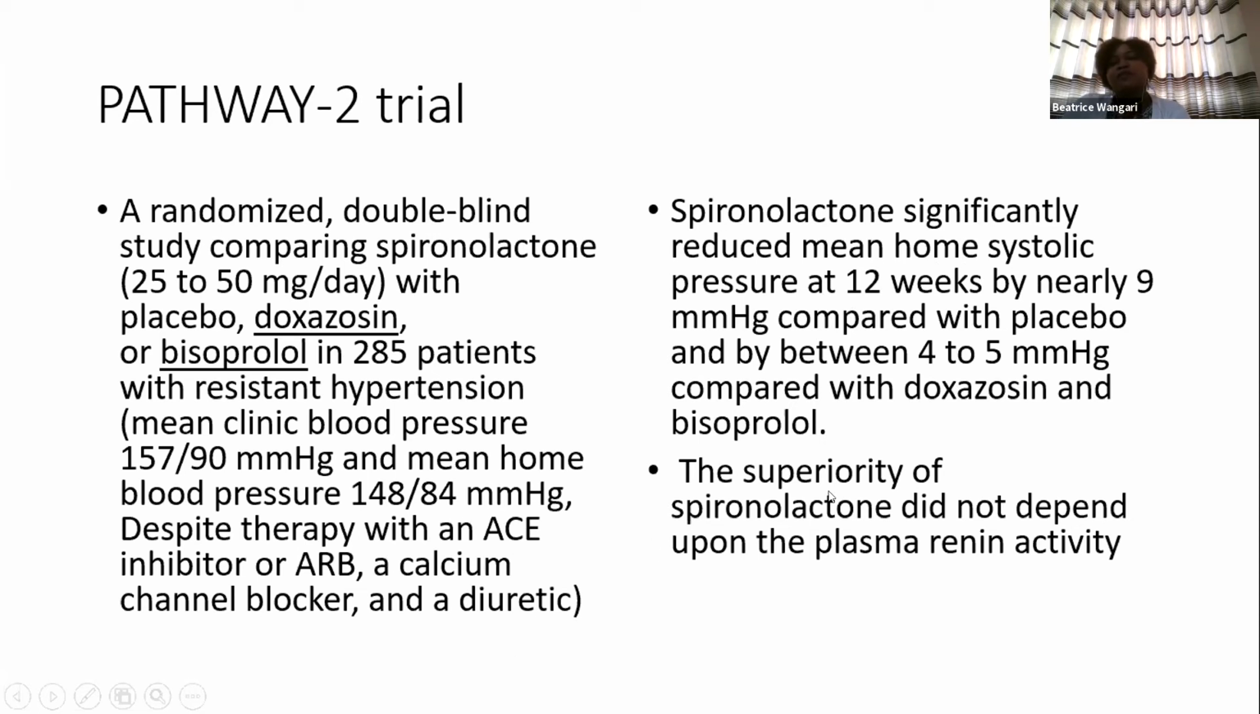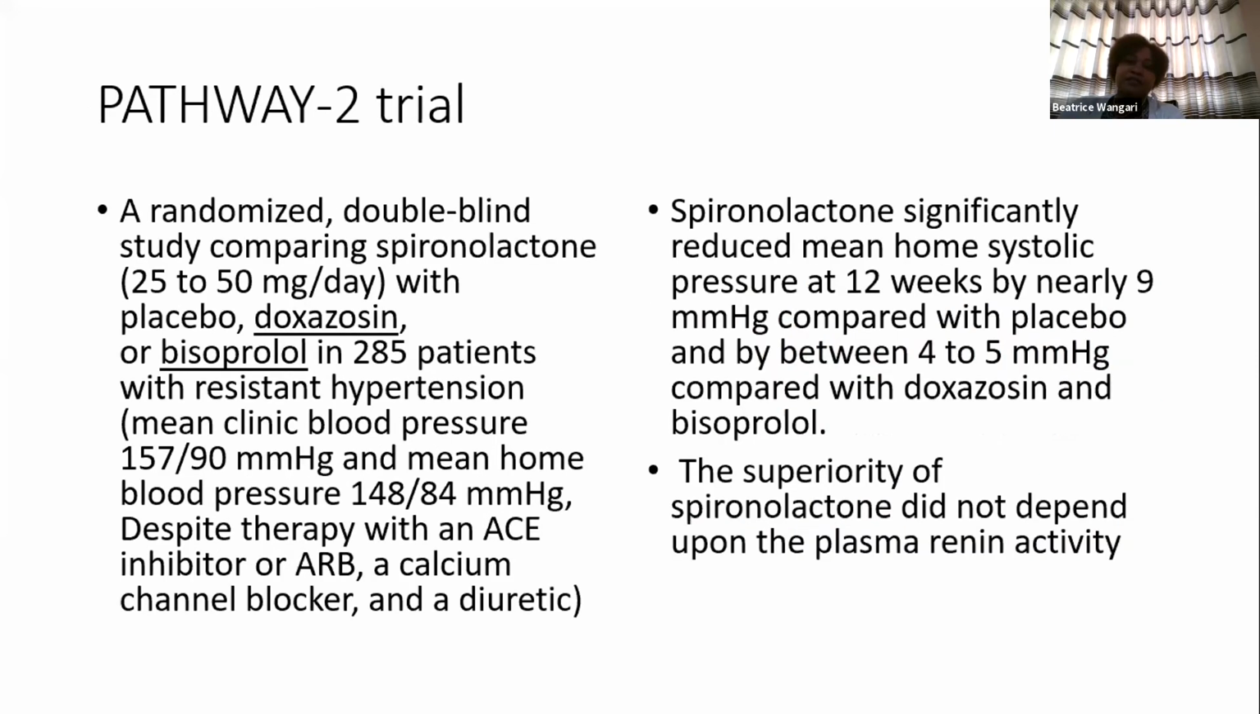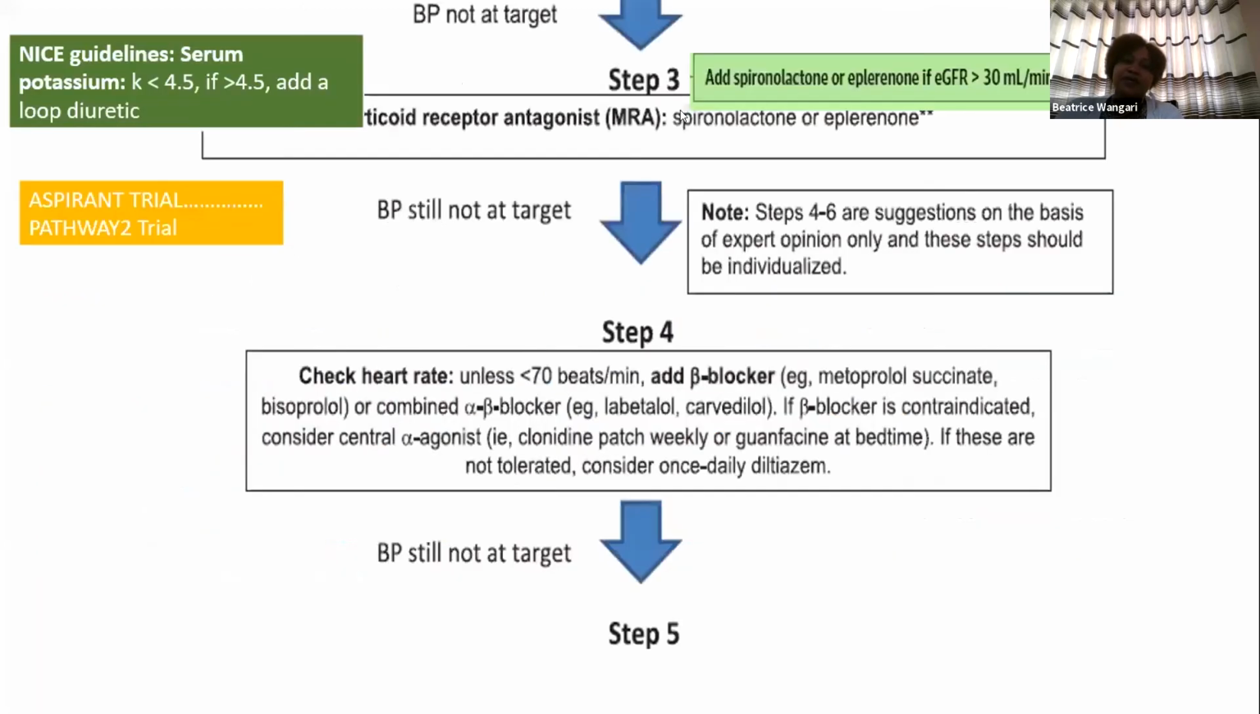The superiority of spironolactone, not just in this study, has actually been shown to go over and beyond the levels of plasma renin or aldosterone. The benefits have been shown even in patients who have normal renin or aldosterone. The other one was the ASPIRANT trial. Once again, it was an addition of a low dose of spironolactone to patients with resistant hypertension, and once again, similar results: additional benefit in lowering their blood pressures. So it is advisable that you add spironolactone unless there's a contraindication.